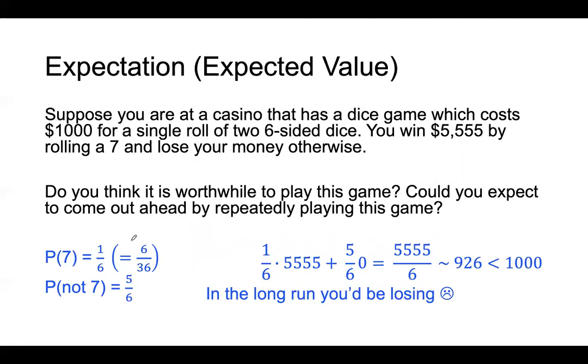Mathematical expectation, section 6.4. Suppose you are at a casino. Yay, you're at a casino that has, this is a fun example, a dice game which costs $1,000 for a single roll of two six-sided dice. Ooh, that's expensive. You win $5,555 by rolling a 7, and you lose your money otherwise. So then you lose. Do you think it's worthwhile to play? So let's first think about it as you roll some dice. So again, I'm going to write this out for you.